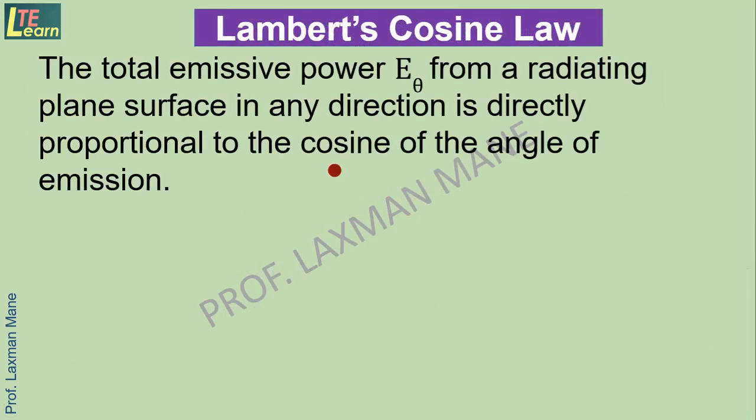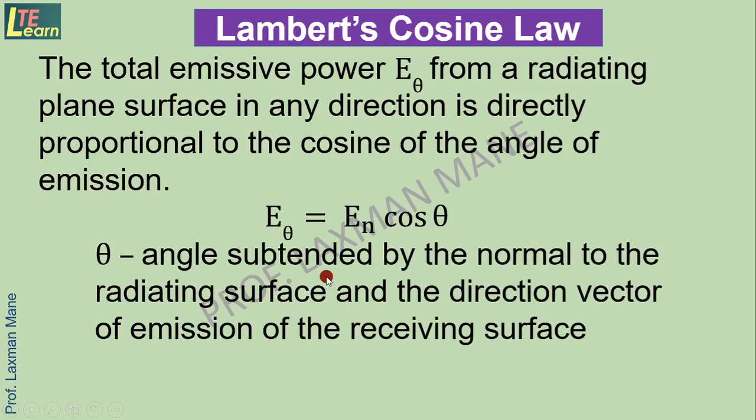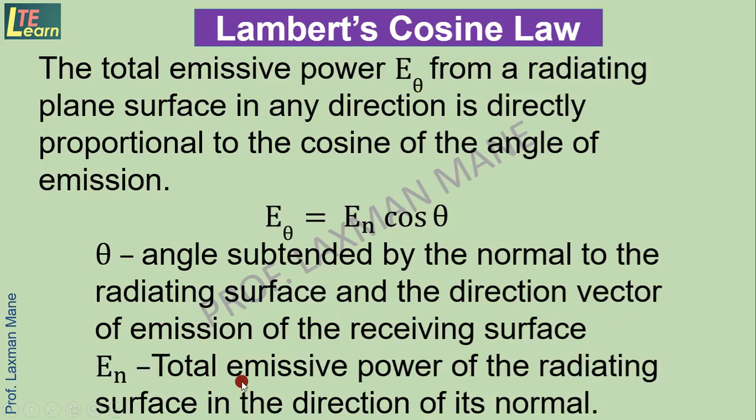Lambert's cosine law. By this law, the total emissive power, that is E theta, from a radiating plane surface in any direction is directly proportional to the cosine of the angle of emission. The equation is E theta is equal to En cos theta, where theta is the angle subtended by the normal to the radiating surface and the direction vector of emission of the receiving surface, and En is the total emissive power of the radiating surface in the direction of its normal.